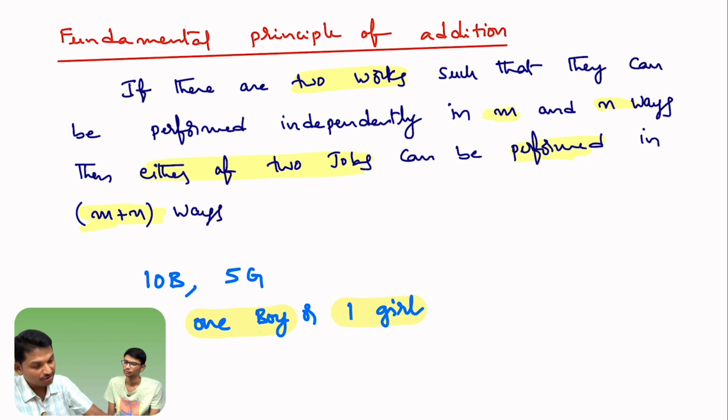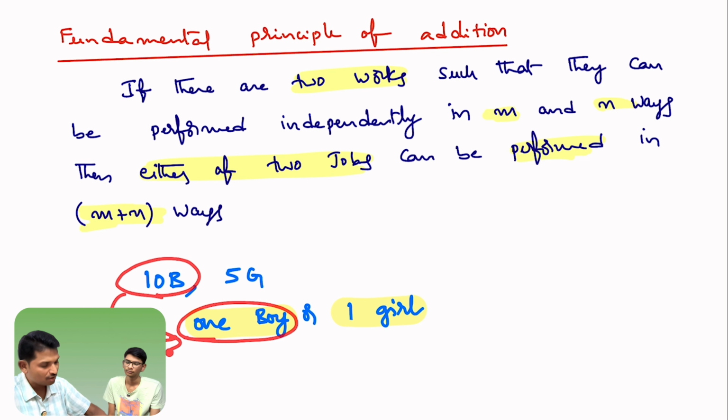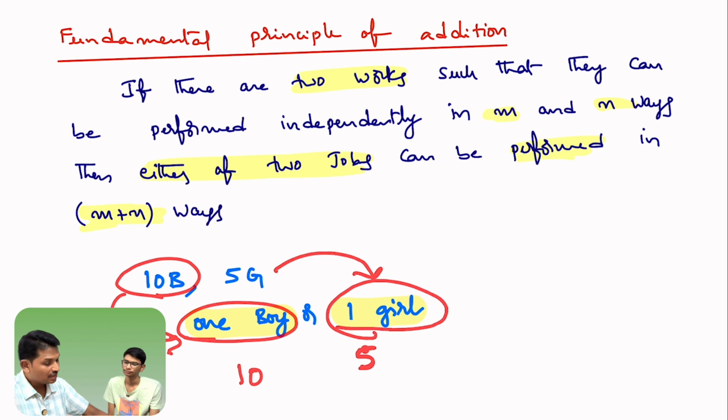So in how many ways can one boy be selected from 10 boys? In 10 ways: boy 1, boy 2, like that. How many ways can one girl be selected from 5 girls? In 5 ways. The total number of ways the teacher can select either a boy or a girl to represent the class is 10 plus 5, that is, 15 ways. Here 10 into 5 doesn't work. Understand?